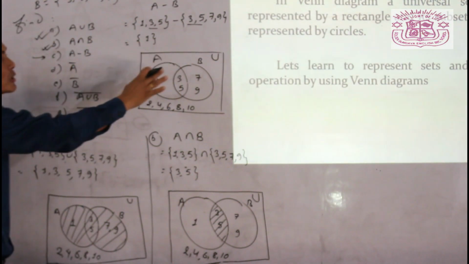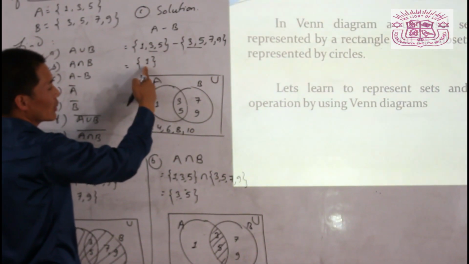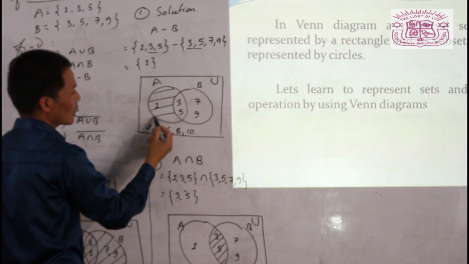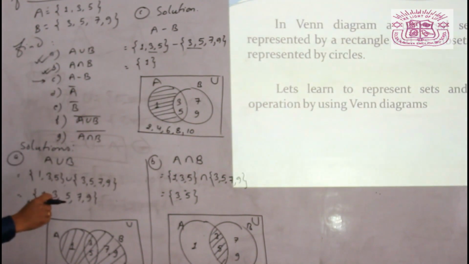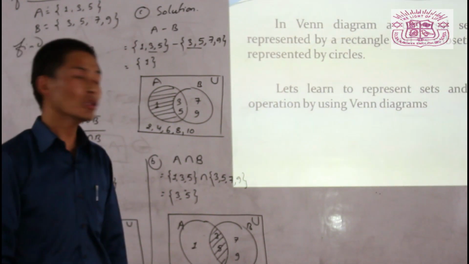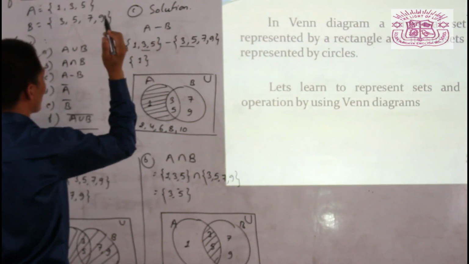And now, make the shadow. Just make the shadow here on the element 1. This is A difference B. Don't make it too dark or with many lines, just make the shadow here. So in this way you can find A minus B.